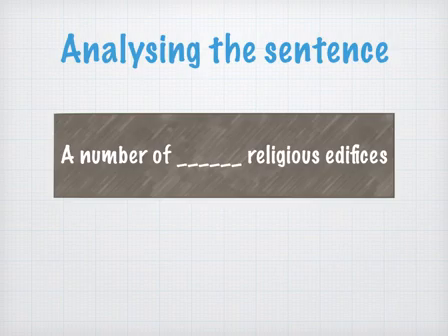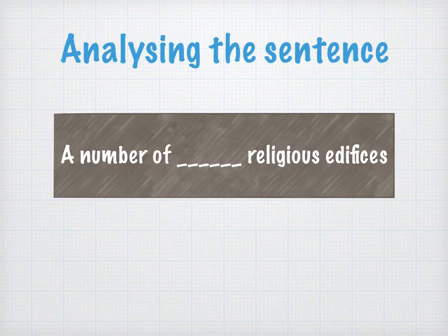If we have a look at this sentence again, a number of blank edifices. We'll go back to this sentence. So this is the sentence that we're looking at. Blank religious edifices. What we need to do to give us a little bit more help is to think more contextually.